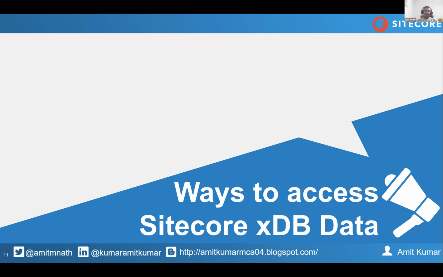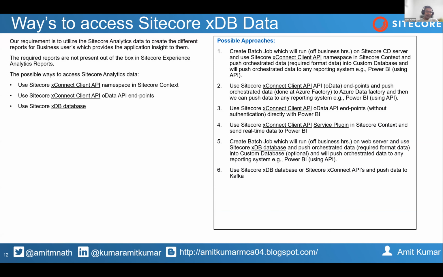Now in this section, I will be explaining how I can access the Sitecore xDB data. As I said, Sitecore provides 3 ways to access the Sitecore xDB data. One is that if you are writing code within a Sitecore context, you can utilize the xConnect namespaces to directly access the data, because internally it will make a call to the connection string and get the API details.